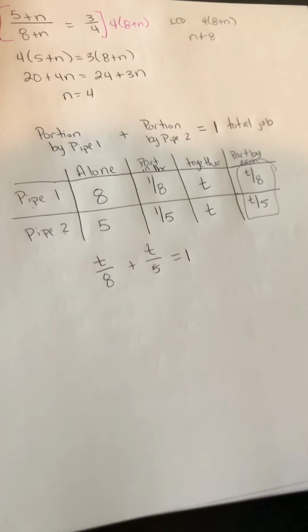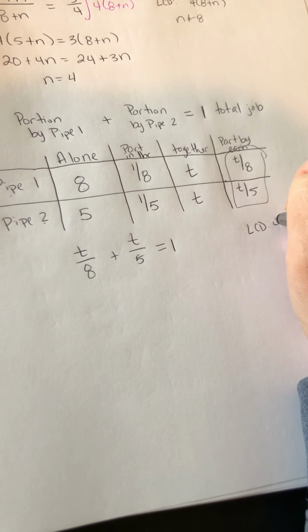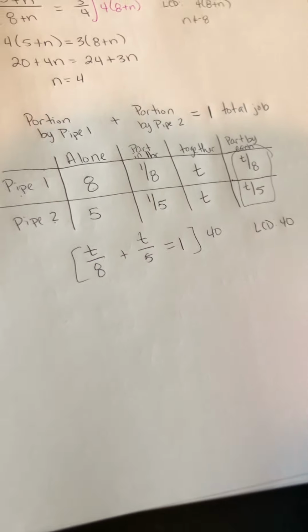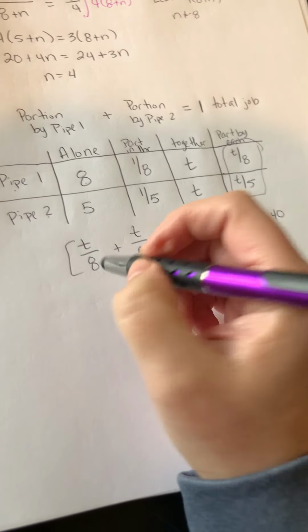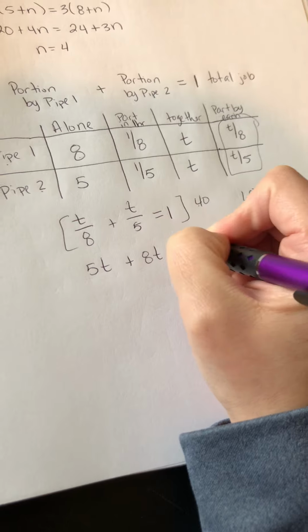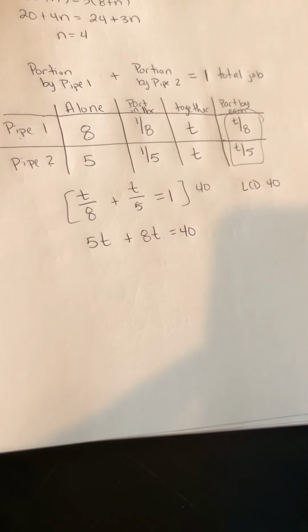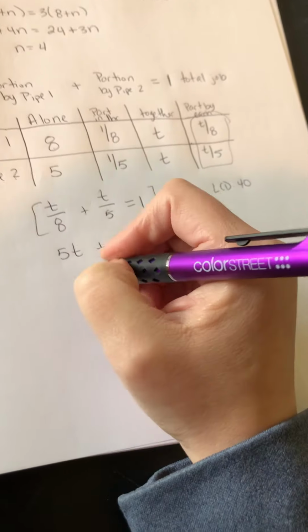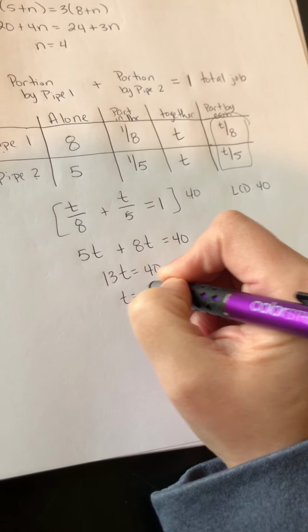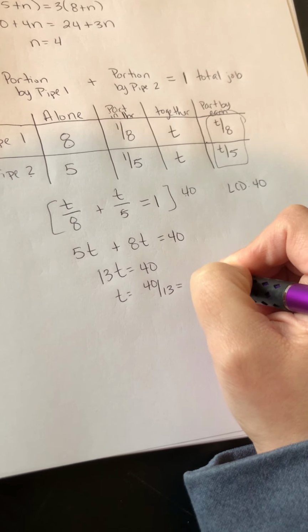Solve this. My least common denominator is 40. Multiply everything by 40. T over 8 times 40, the 40 and 8 reduce to 5. T over 5 times 40, the 5 and 40 reduce to 8. I do it this way to clear the fractions, because the fewer fractions, the better. So 8 plus 5 is 13, 13t is 40, so t is 40 over 13, which is 3 and 1/13.